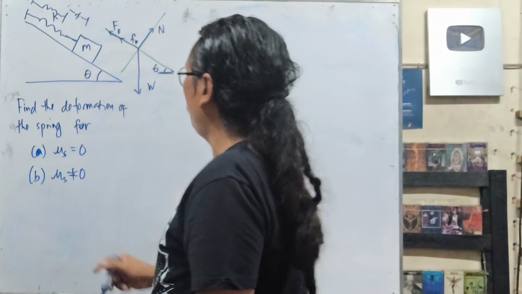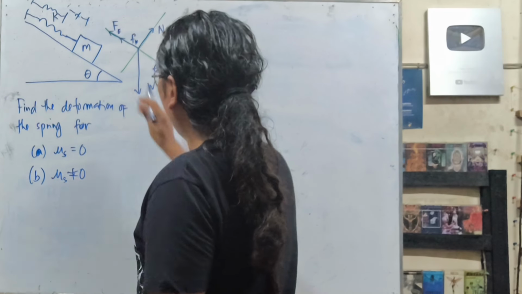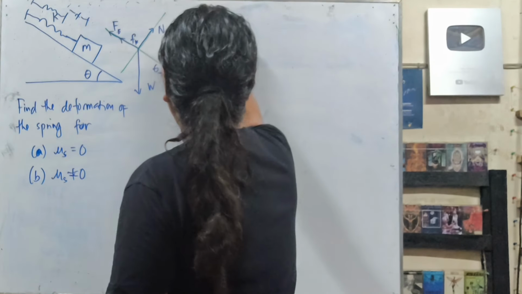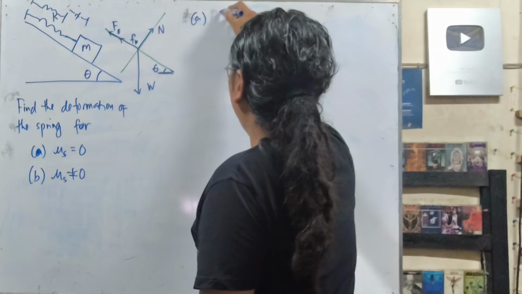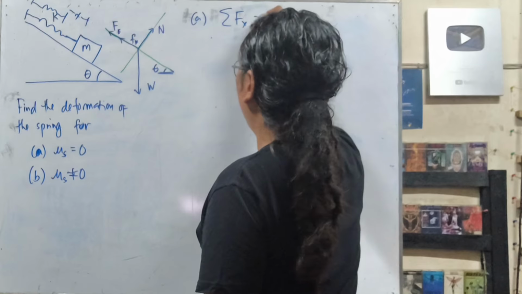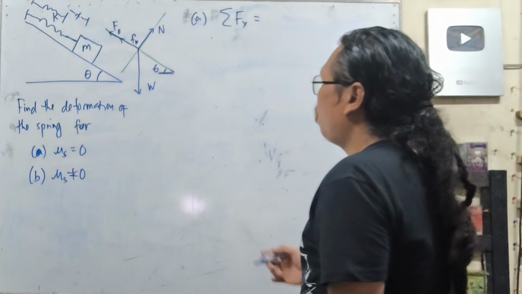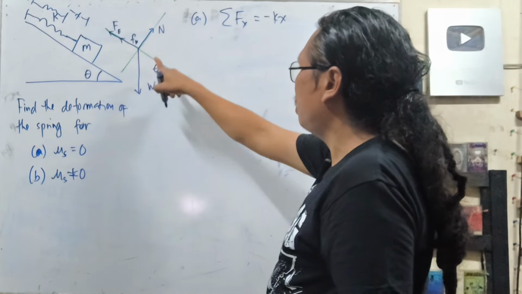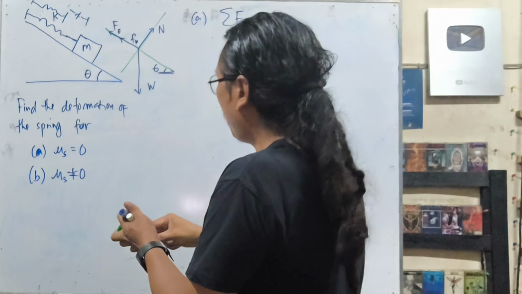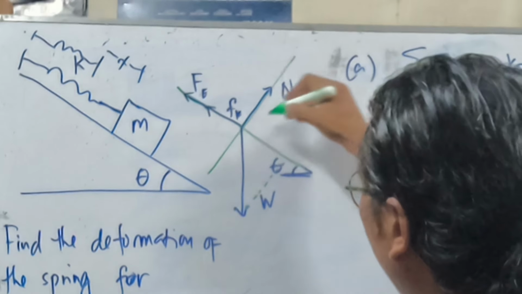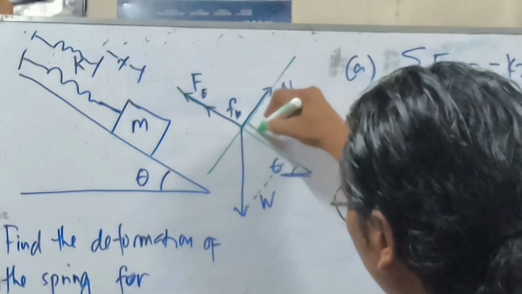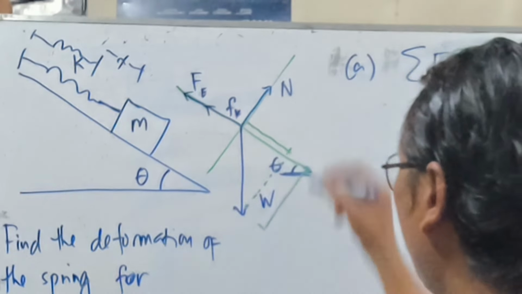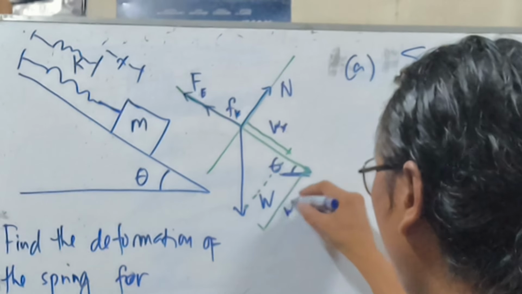But since we are frictionless for the first case, we only need to solve for x. So here, for A, the summation of forces along x equals, what are the forces along x? On the negative direction, you have minus kx. And on the positive direction, we have the x component of the weight. This one is the weight x, and this one right here is the weight y.